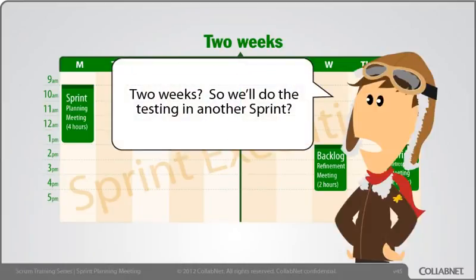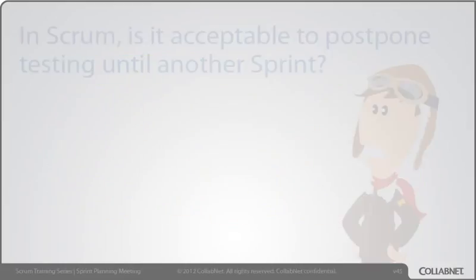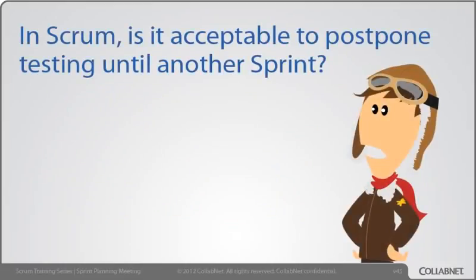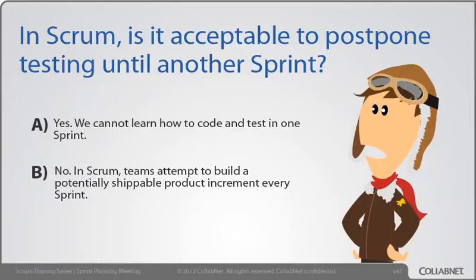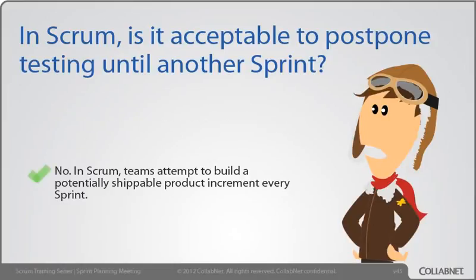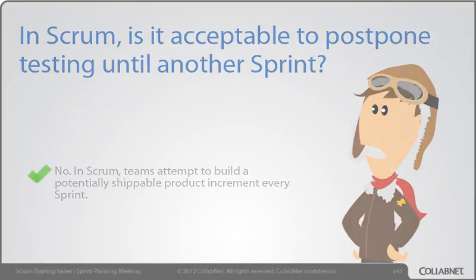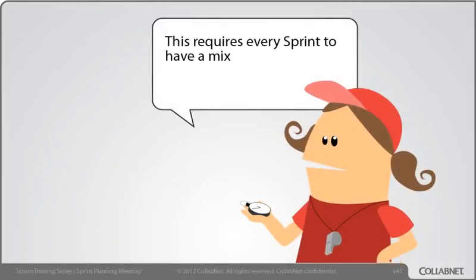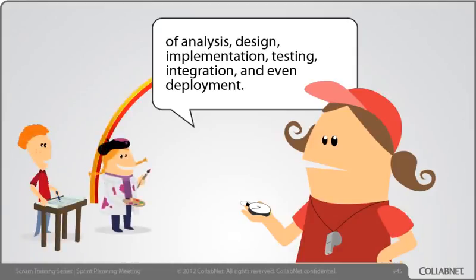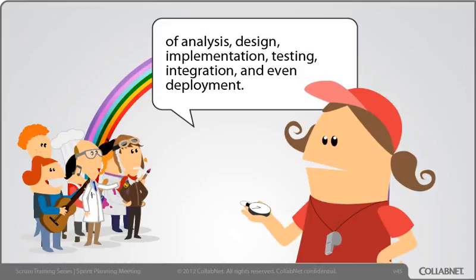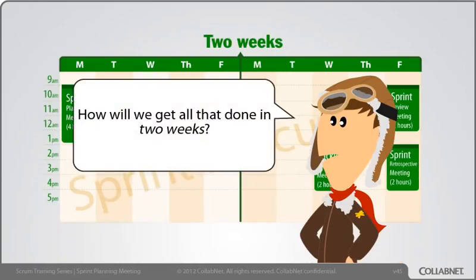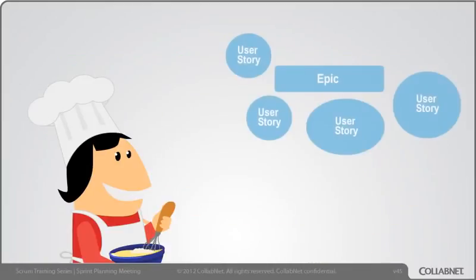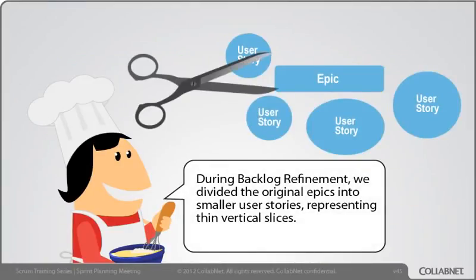Two weeks? So we'll do the testing in another sprint. Scrum teams attempt to build a potentially shippable product increment every sprint. This requires every sprint to have a mix of analysis, design, implementation, testing, integration, and even deployment. How will we get all of that done in 2 weeks? During backlog refinement, we divided the original epics into smaller user stories, representing thin, vertical slices.